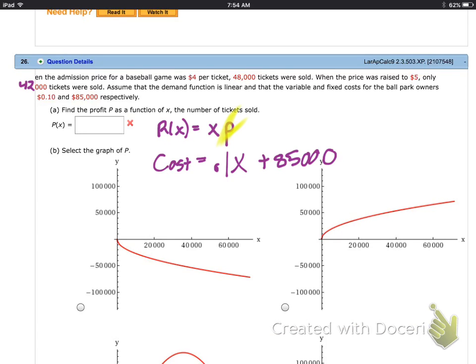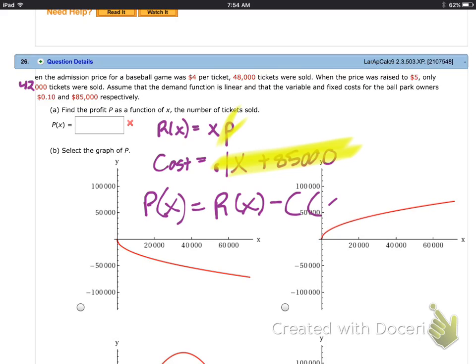If I go back a page, you can use that equation for P to plug in for revenue, and then you get a nice revenue function, X times this price expression that I just came up with. And then cost, I think most of you are able to come up with cost. Cost was 0.1 cents per unit plus 85,000 of fixed expenses. And then profit is when you take revenue minus cost. So the big P of X would be whatever your revenue function is minus your cost function.